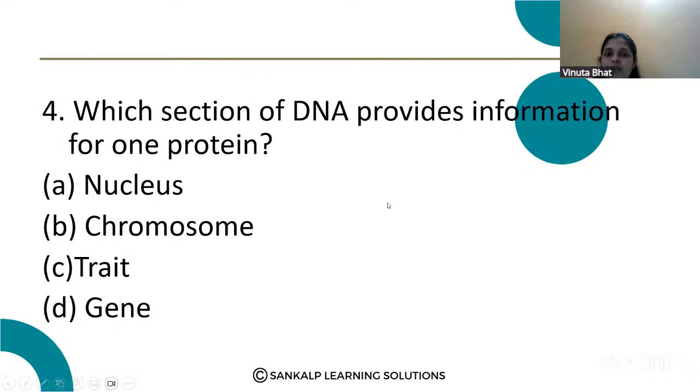Next question. Which section of the DNA provides information for one protein? Option A, nucleus; option B, chromosome; option C, trait; option D, gene. The section of the DNA which provides the information for the protein is the gene. A gene is the segment of the DNA that provides the information for one protein. Option D is the correct answer.